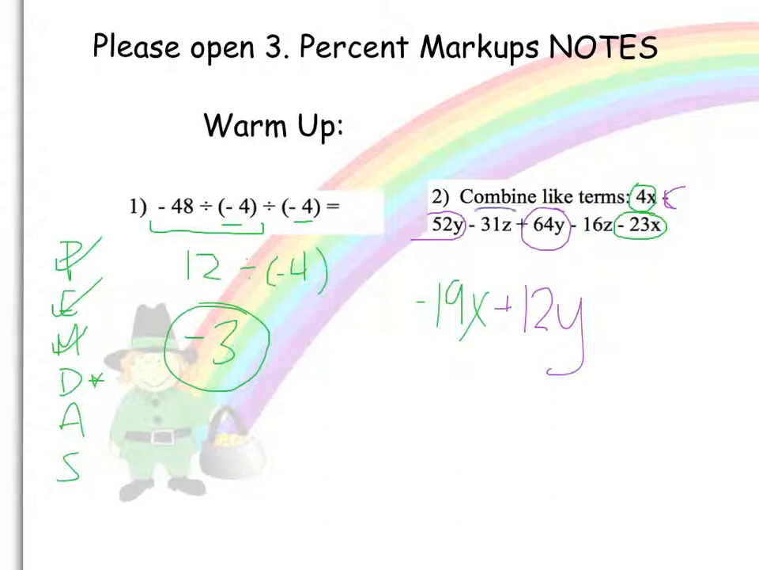And then we have negative 31z minus 16z, which is negative 47z.